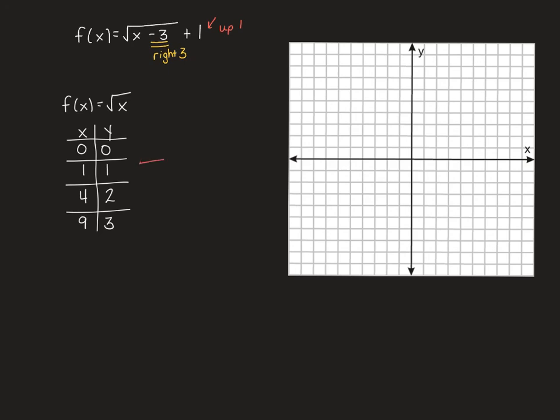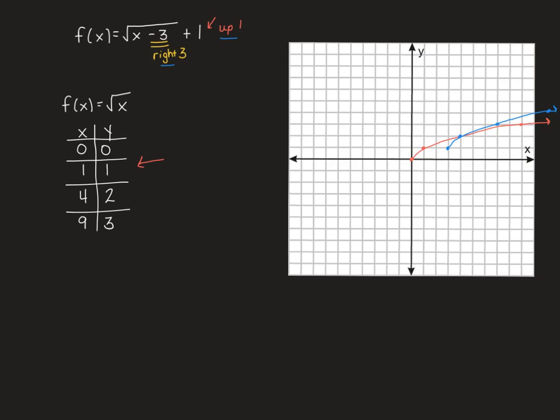So again, we're going to start with our basic square root function at 0, 0, 1, 1, 4, 2, and 9, 3. And then now what we're going to do is we're going to take each one of those points and we're going to move them all to the right 3 and up 1. So here's our first point. Our second point overlaps. And then this next one will be a little bit off our coordinate plane, way over here. So our graph will look like this. So to the right 3 and up 1.